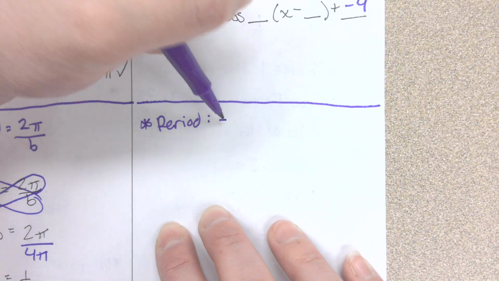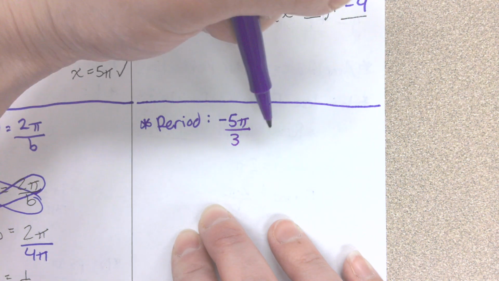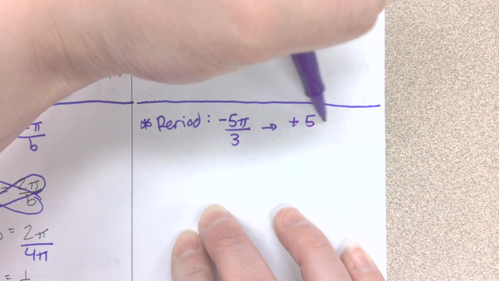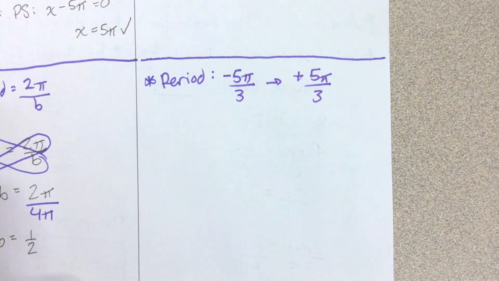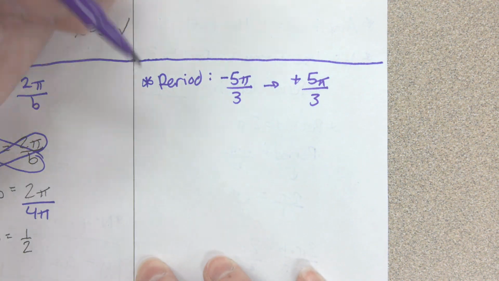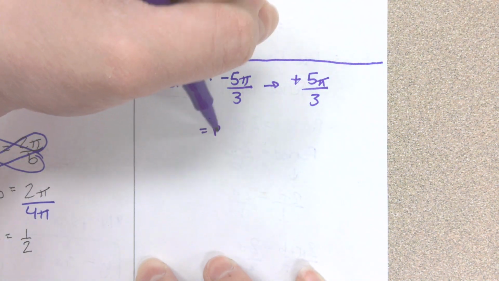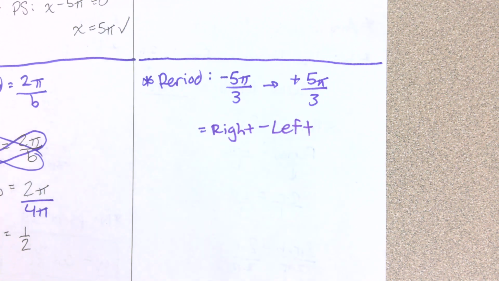Our period goes from negative 5 pi over 3 to positive 5 pi over 3. So again, the calculation is right minus left. This will help take care of the negative as well, so if you happen to start in a negative number, it's going to take care of that issue as well.